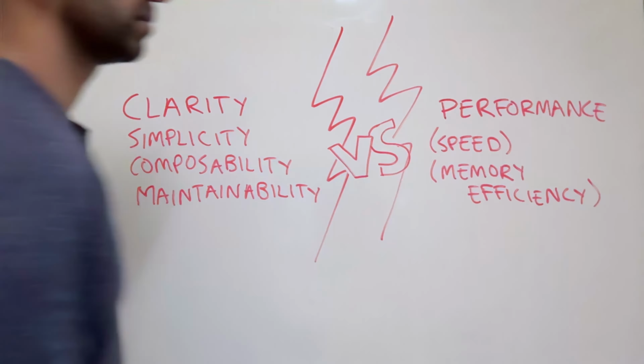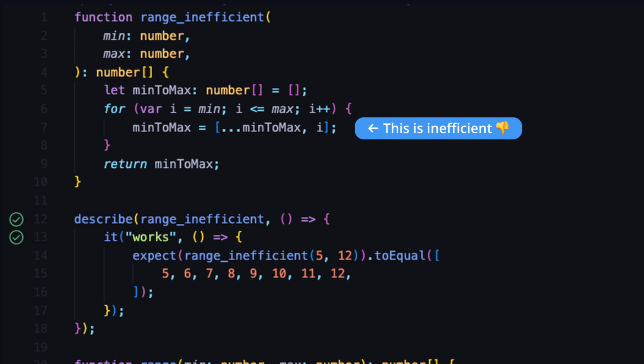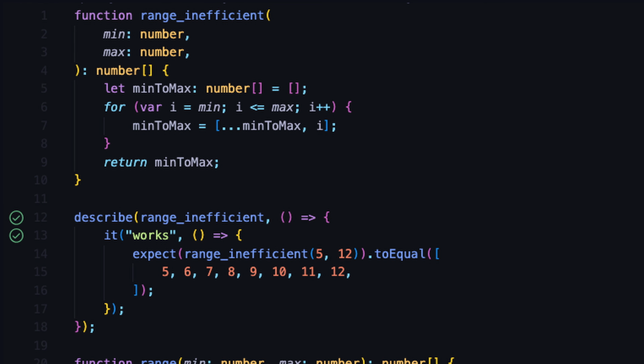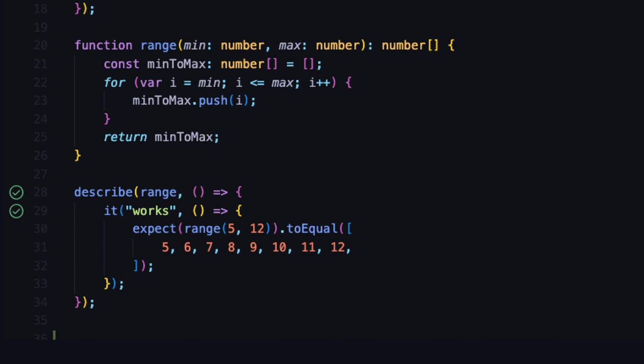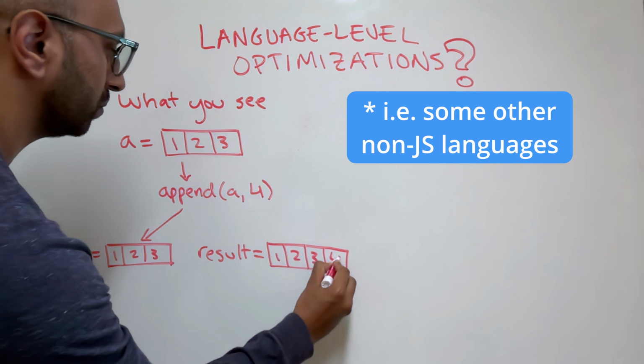Oftentimes, you're trading off performance and efficiency for clarity of code. There are of course many ways to mitigate this. For example, in a function, if you know you're going to be modifying an array a lot, you can use a mutable array inside that function as long as you're not changing stuff on the outside. This sort of confines that mutability to just one function, which is a lot easier to track down, and it's a little bit encapsulated.